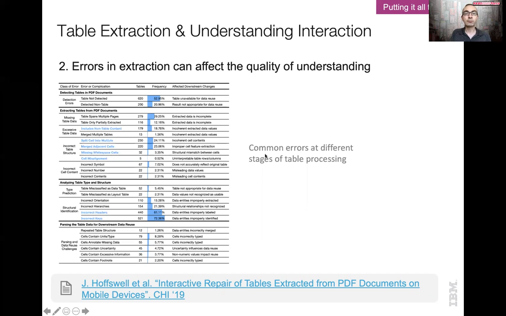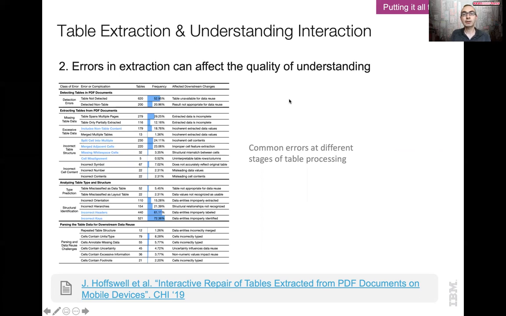Hofswell et al. have looked at this problem, and they tried to classify the different types of errors that may happen in an end-to-end table processing pipeline, and also explain how they may affect downstream tasks. For instance, when it comes to detecting tables, two possible errors are that a table may not be detected, or something that is not a table can be detected. And this could, for instance, impact what comes out of table understanding as well.